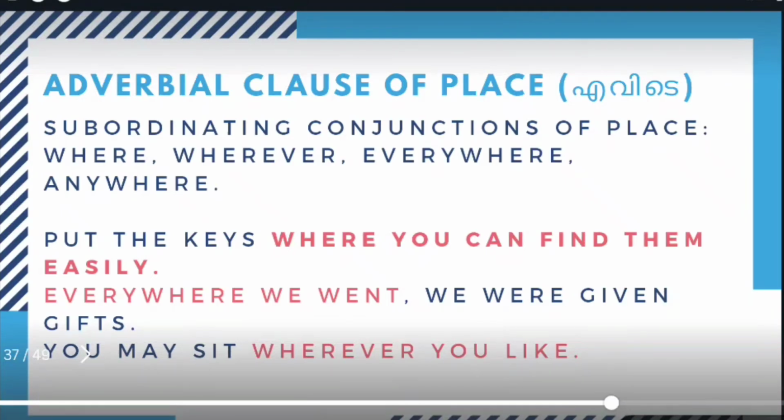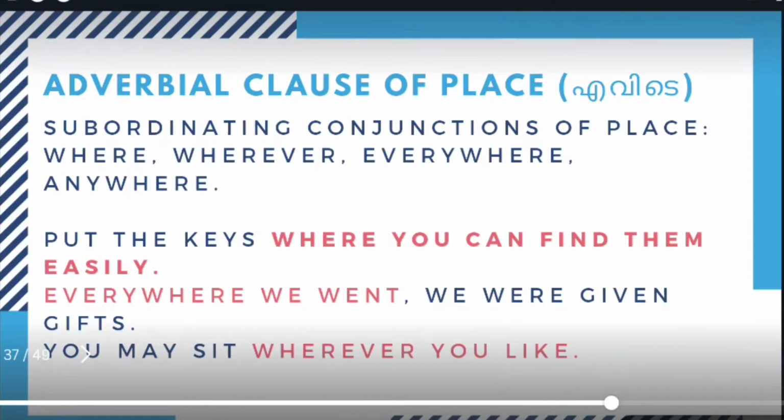Everywhere we went, we were given gifts. We were given gifts. Where? Everywhere we went, right? So we were given gifts is an example of an independent clause. Everywhere we went is the adverbial clause of place here.